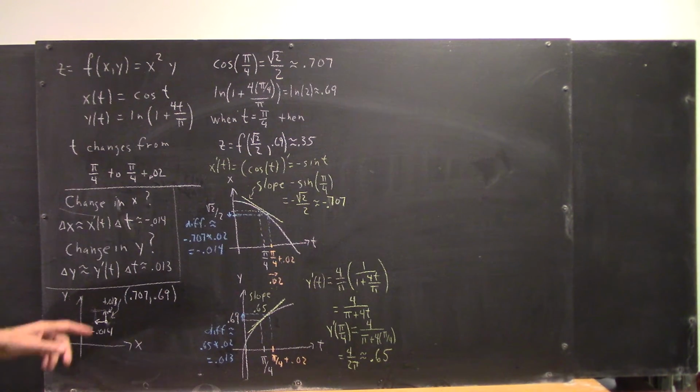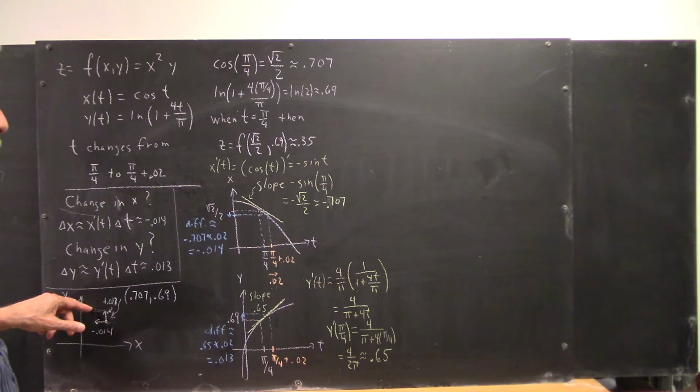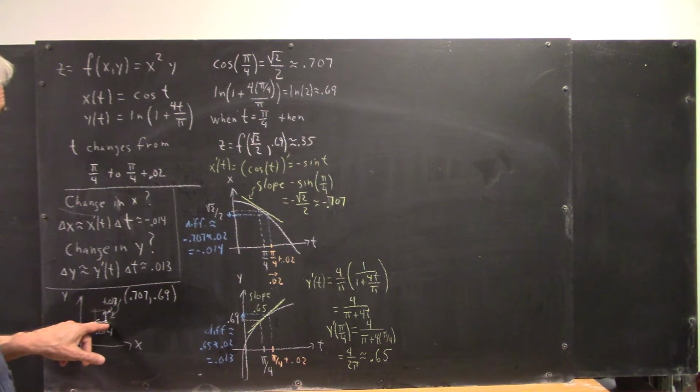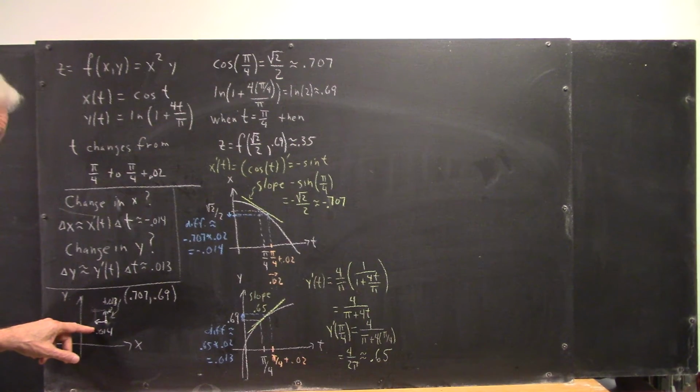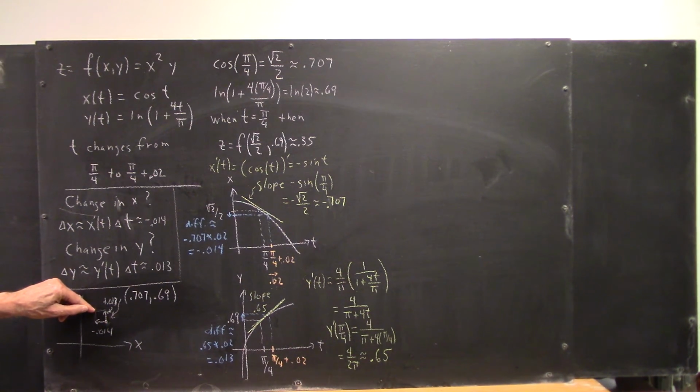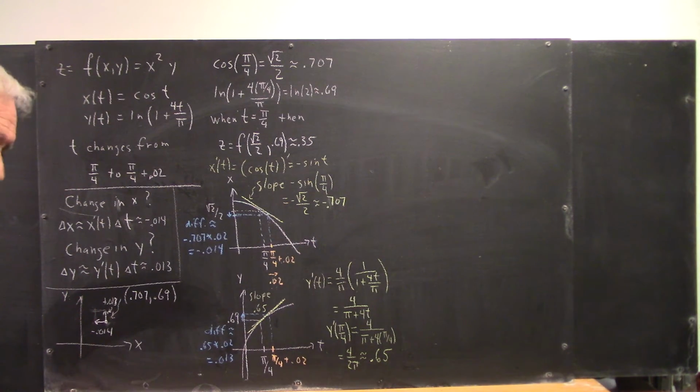And of course, why would we move from this point to this point? Because if we change t by 0.02, this is how far we have to move in the x direction, and this is how far we have to move in the y direction, so that's where we're going to end up. Well, we're going to draw a picture. I'm going to draw a three-dimensional picture, a pretty familiar three-dimensional picture, and see how this pulls together.